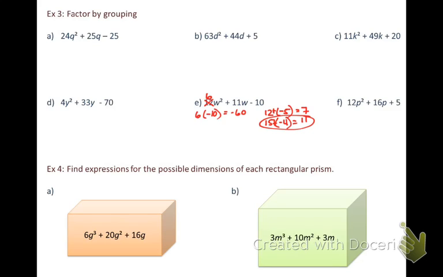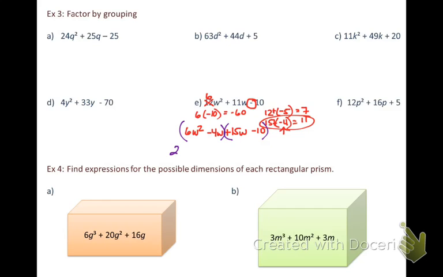And now we're going to rewrite it. Notice that the last sign is telling me the negative 4 is what we're going to use first. So it would be 6w squared minus 4w plus 15w minus 10. And then we are going to break them up like we've been doing.